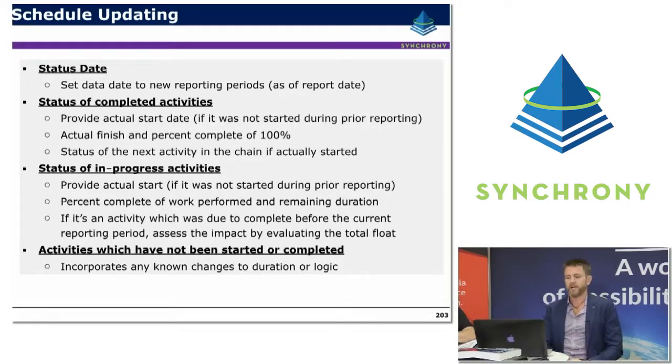For in-progress activities, it's about providing an actual start if the activity did start in that particular period, and providing a percent complete for work performed during that period. If an activity was due for completion in the current reporting period but is still not complete, it's about assessing, evaluating and reforecasting when that activity is going to be completed. And for activities which haven't been started or completed, it's about doing a sense check that they're still planned, their logic is still valid, and that the time phasing is still correct.